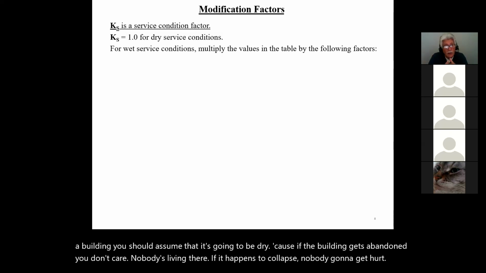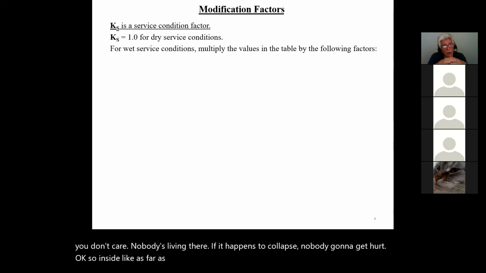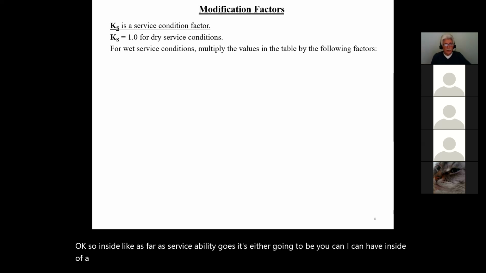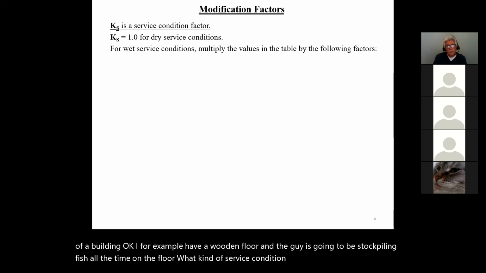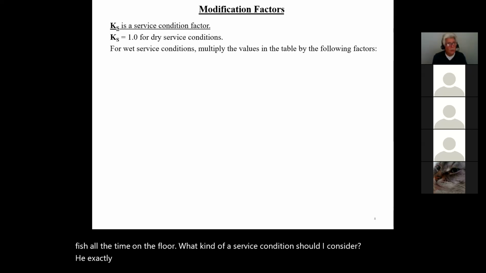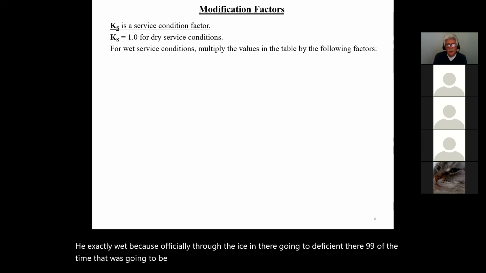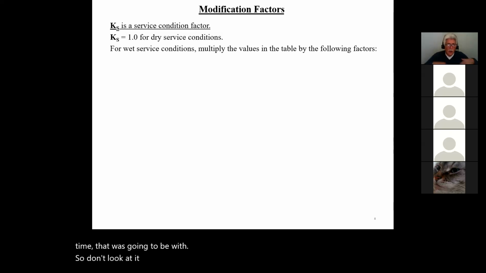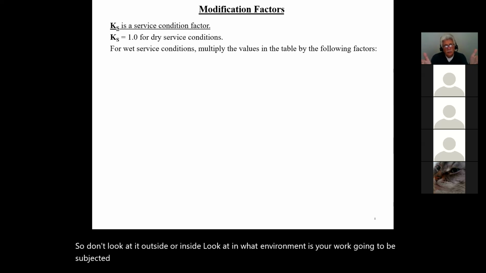Okay, so as far as serviceability goes, inside of a building, for example, I have a wooden floor and the guy's going to be stockpiling fish all the time on the floor. What kind of service condition should I consider? Wet. Exactly, wet, because he's going to throw the ice in there, he's going to throw the fish in there. 99% of the time, that floor is going to be wet. You see? So don't look at whether it's outside or inside. Look at in what environment your wood is going to be subjected to once it's in service. Is it going to be in a dry environment or is it going to be in a wet environment?